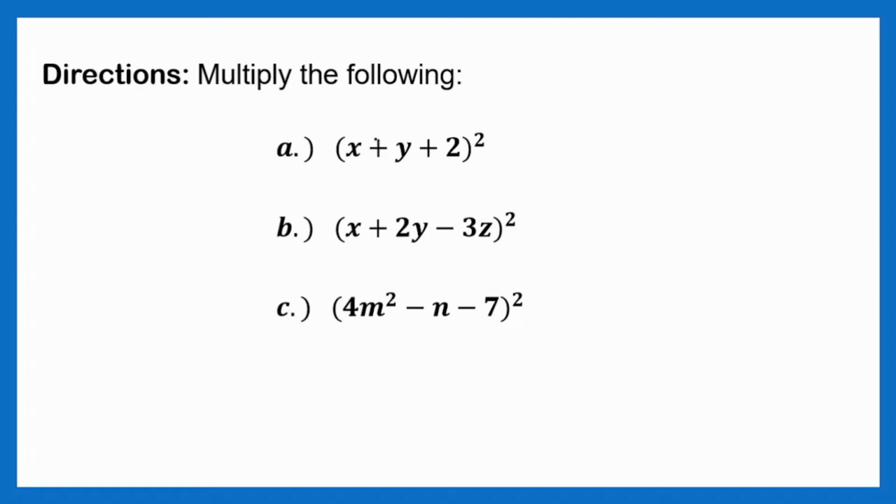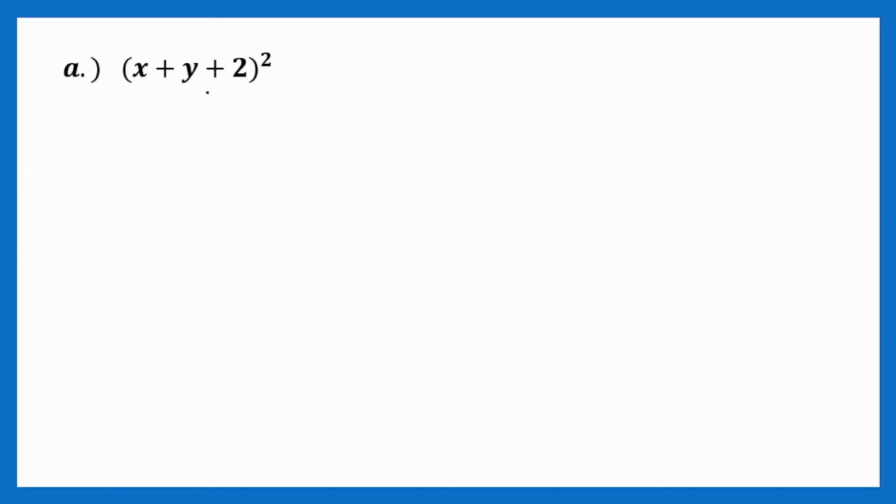Pero before that, check muna natin kung applicable ba yung ating special product ngayon. Check natin, naka-squared naman lahat. Good yan. Tapos, check mo kung trinomial yung nasa loob. 1, 2, 3. Check yung A. 1, 2, 3. Check yung B. 1, 2, 3. Check yung C. Okay? So, may 3 terms, tapos naka-squared lahat. So, good tayo. Proceed tayo for letter A: (x + y + 2) squared.